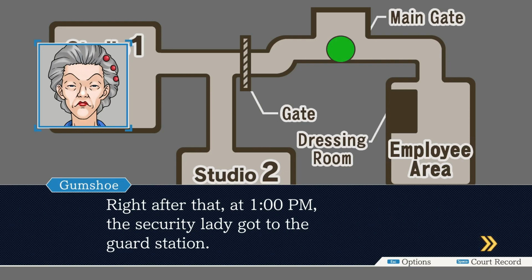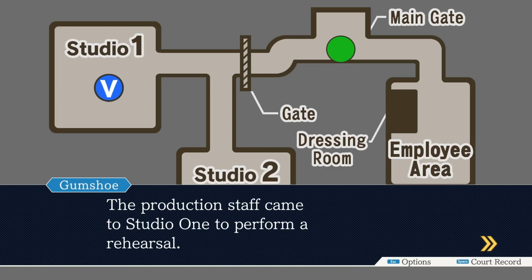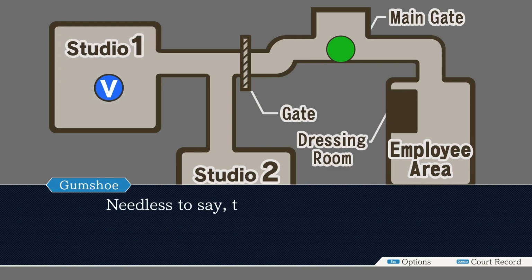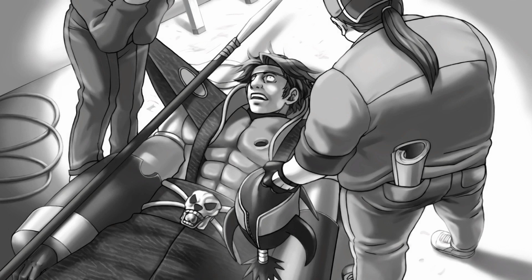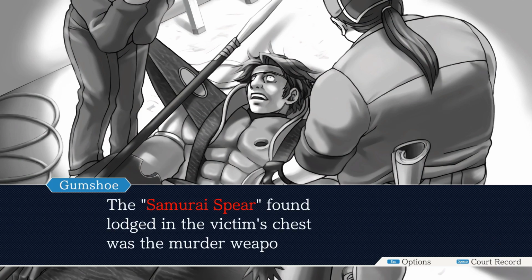Can you read any faster? Now jump ahead to later that day, 5 p.m. And the production staff came to Studio 1 to perform a rehearsal. Needless to say, the rehearsal was cancelled. That's a very clean hole. I know. The time of death was 2:40 p.m. The samurai spear was found lodged in the victim's chest. Was the murder weapon.